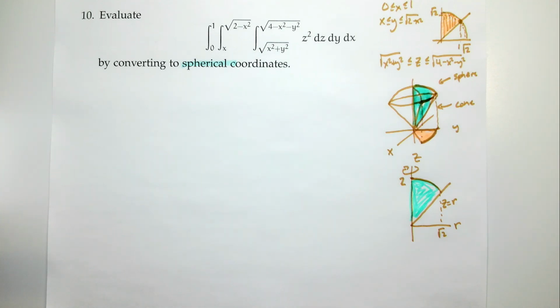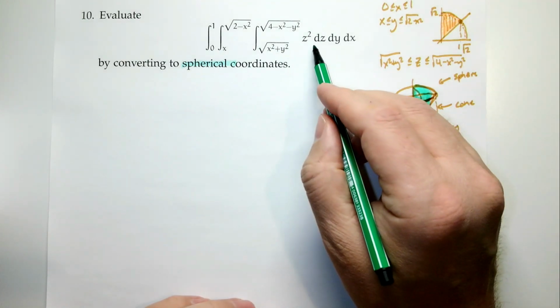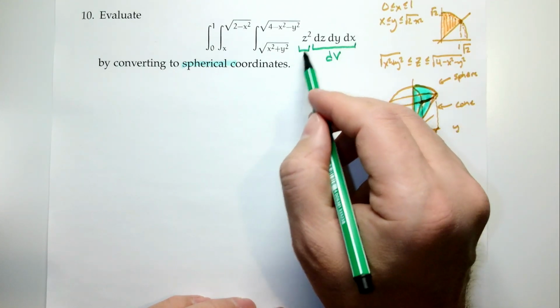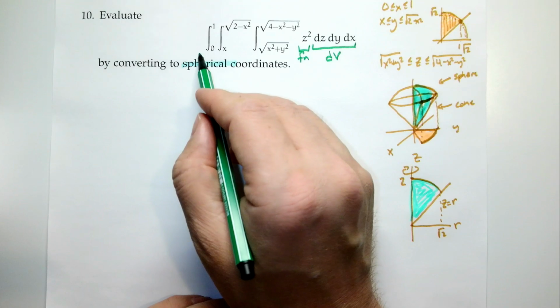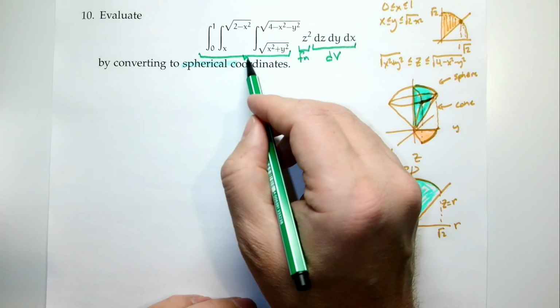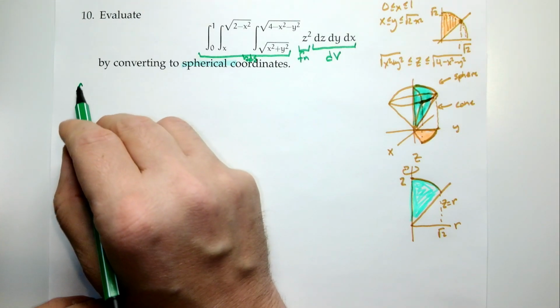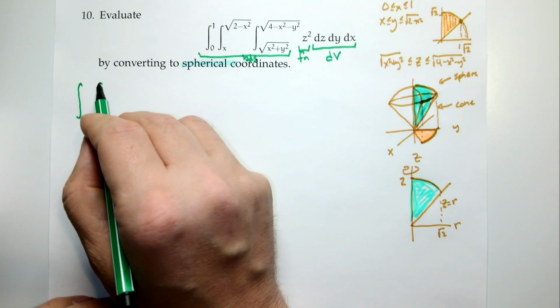So, as we did in the previous problem, we have to think about our pieces here. This dz dy dx, that's our dV. The z squared, that's our function. And then the rest of it is our bounds. So let's figure out what our new integral is going to become.